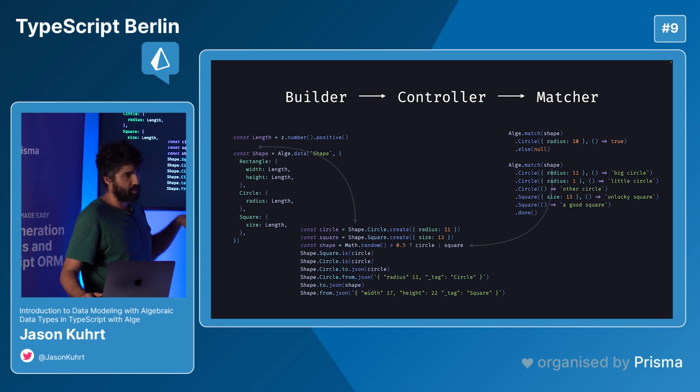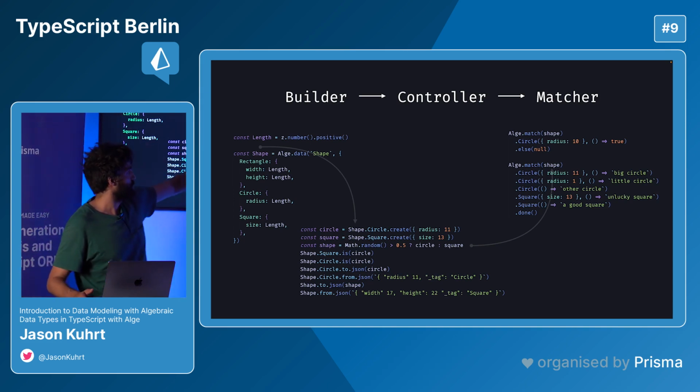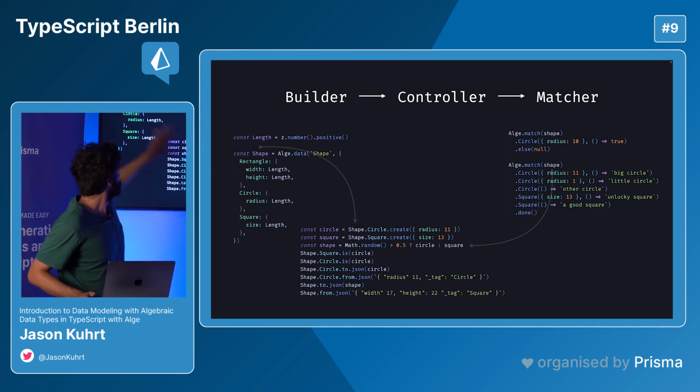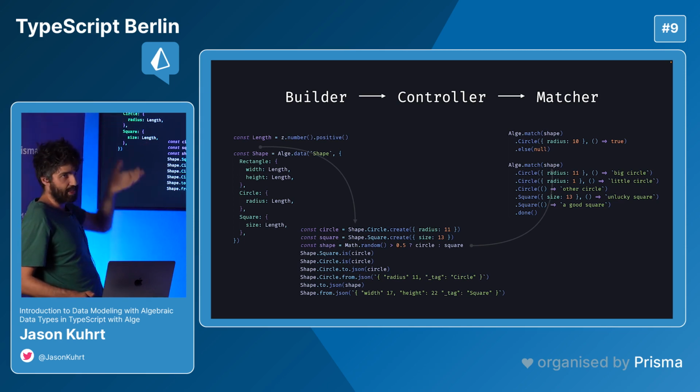So there'll be some sort of demo live code in a bit. But at a high level, there's three parts to the Alge library. There's a builder part, there's a controller part, and then there's a matcher part. So the builder part is responsible for defining, hey, here's what my ADT is.